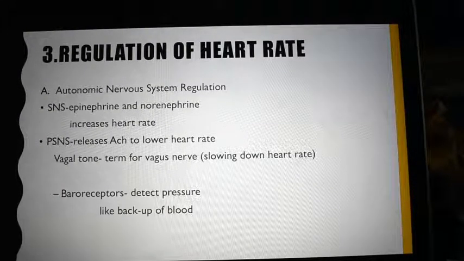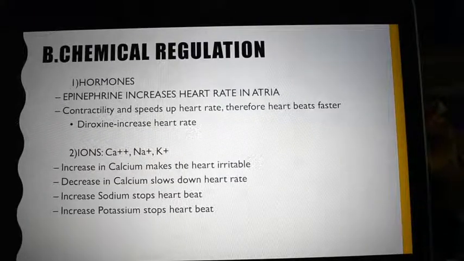Regulation of heart rate includes the autonomic nervous system regulation, which would be the sympathetic nervous system and the parasympathetic nervous system. The sympathetic nervous system has epinephrine and norepinephrine, which increase the heart rate. And then the parasympathetic nervous system releases acetylcholine to lower the heart rate. Vagal tone is the term for the vagus nerve slowing down the heart rate, which is what the parasympathetic nervous system is in charge of. Baroreceptors detect pressure, like the backup of blood.